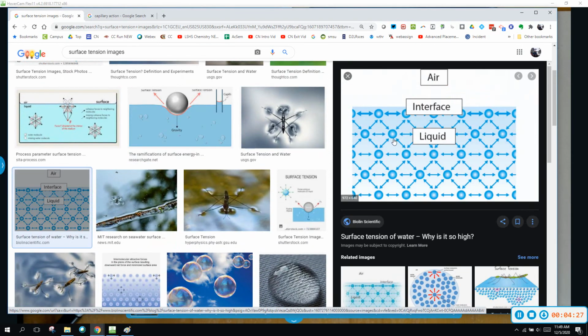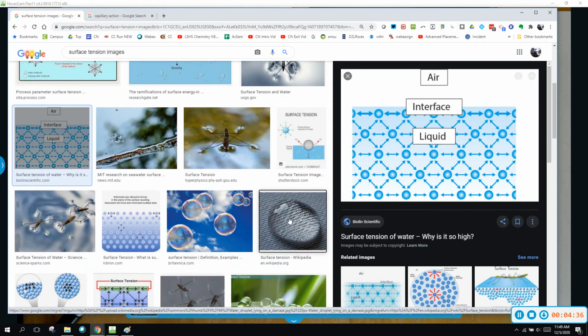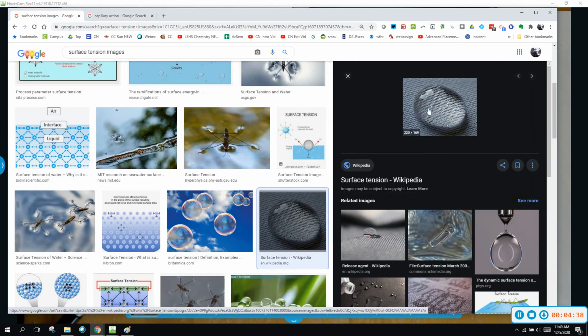So here's another example of the molecules being pulled in all different directions inside, but on the surface it's only side to side and down back in. This is what causes water to bead up too, because on the surface of the water, which is all around the edges, it's pulling in towards itself.